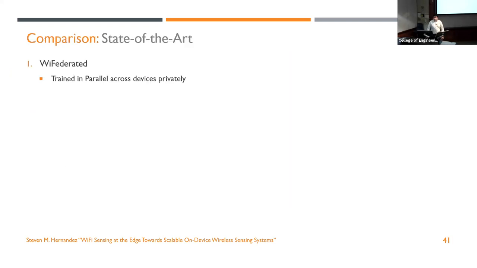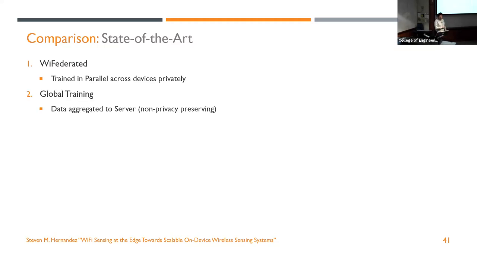All right, so then we move on to a comparison with the state of the art. We've got our Wi-Fi federated model. It's training in parallel, so each of those devices can train their model without having to perform in sequence. And it's also private, so we don't have to take that data out of the device. We can keep it at the device.